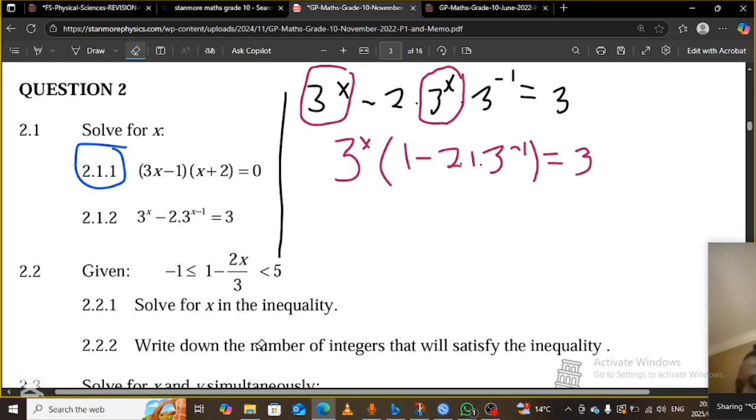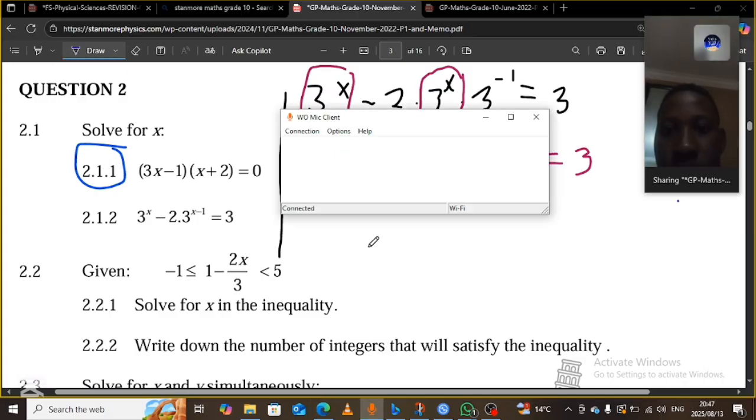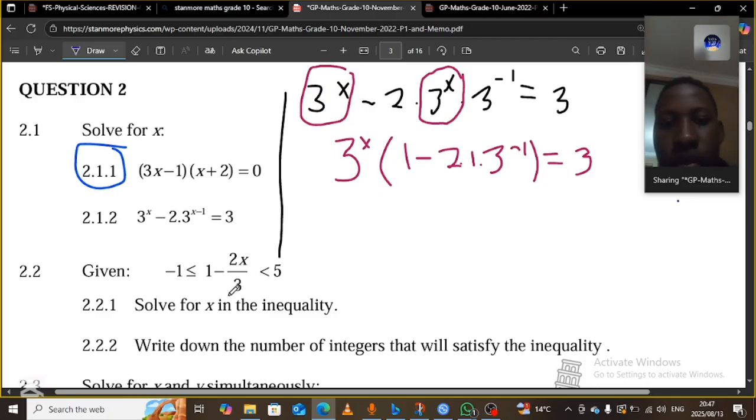My final answer is x equals to 0. Okay, let's do it. The mic was off, so I said my final answer was x equals to 0.